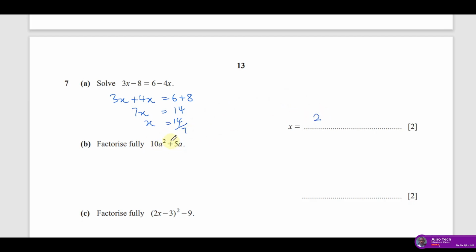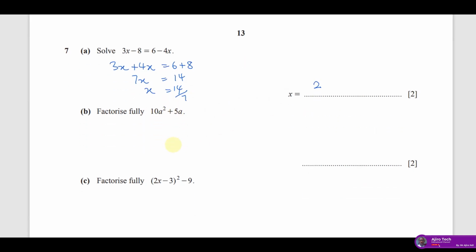So 10a squared plus 5a, what is common? We want to factorize. Between 10 and 5, 5 is a common factor. Between a squared and a, a is a common factor. So I will divide each of them by the common factor 5a. 5a divided by 5a, then I'll end up getting 5a outside. 5 into 10, I have 2. a into a squared, I have a. Plus 1.